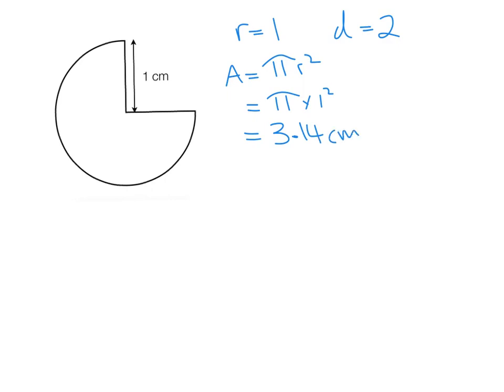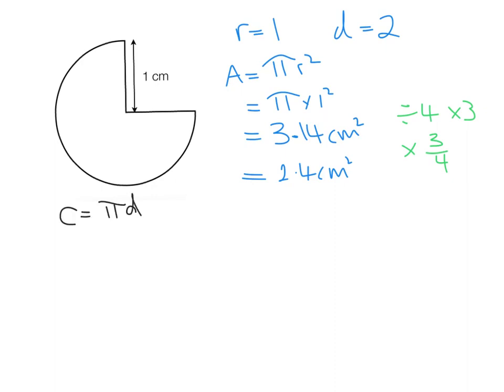Okay, now this is 3/4 of a circle. So to find 3/4, you can do one of two things. You can divide by 4 times by 3, or you can just times by 3/4. Both will get you the same answer. Okay, whenever I do that, my answer is 2.4 centimeters squared.